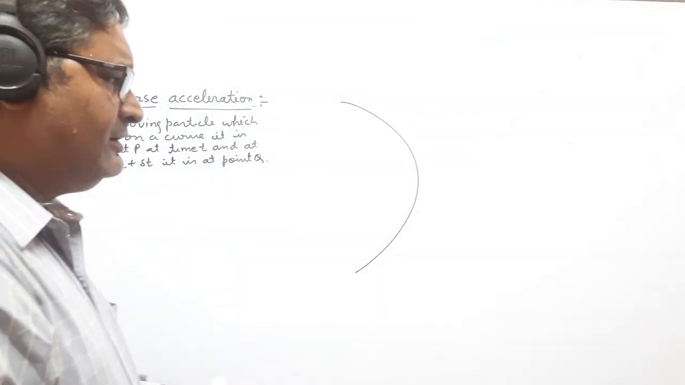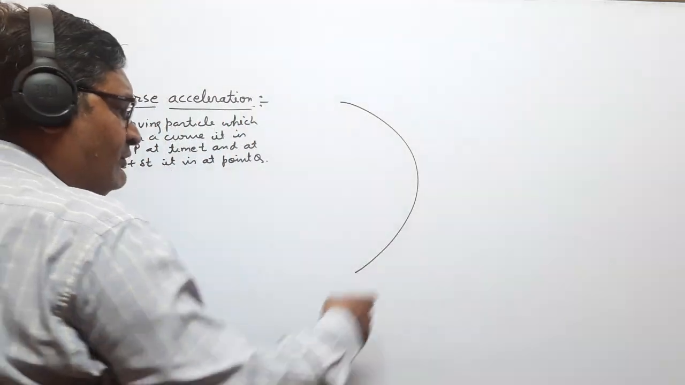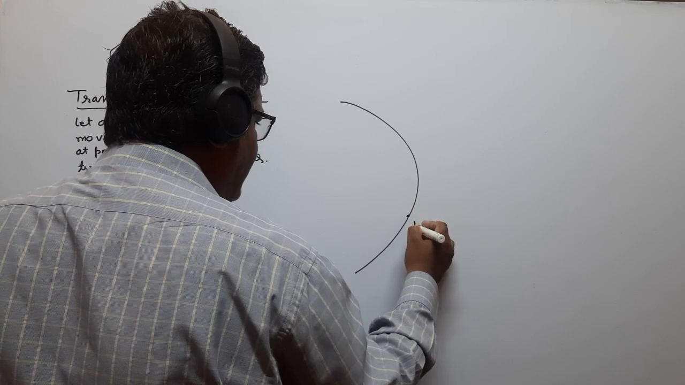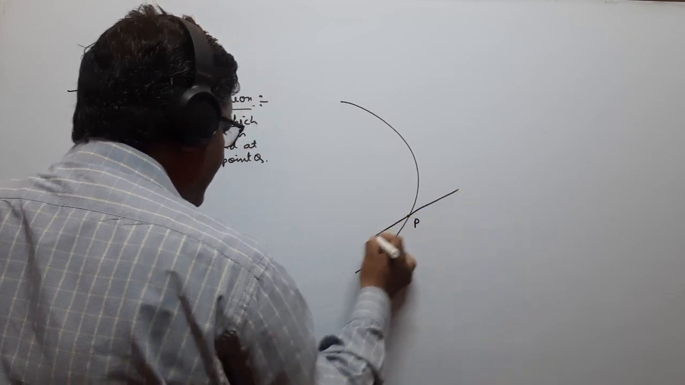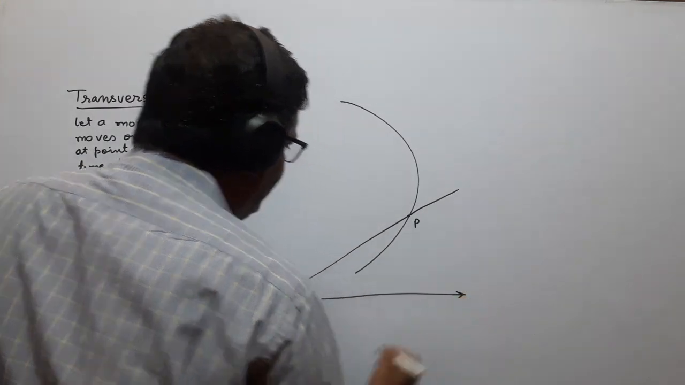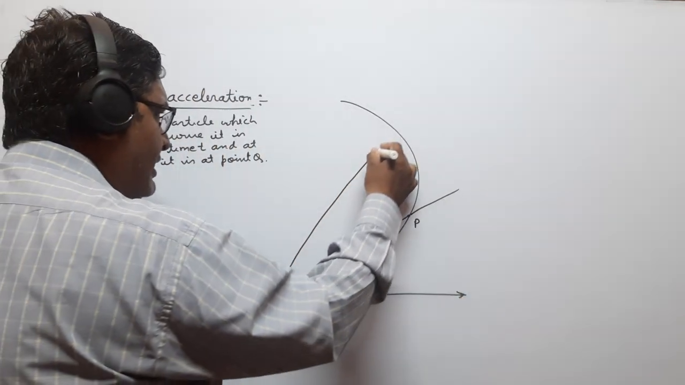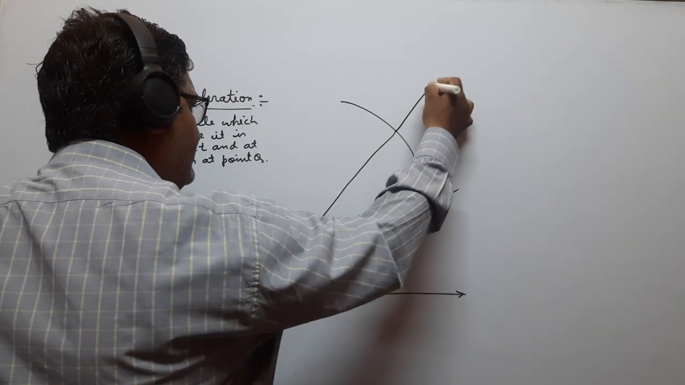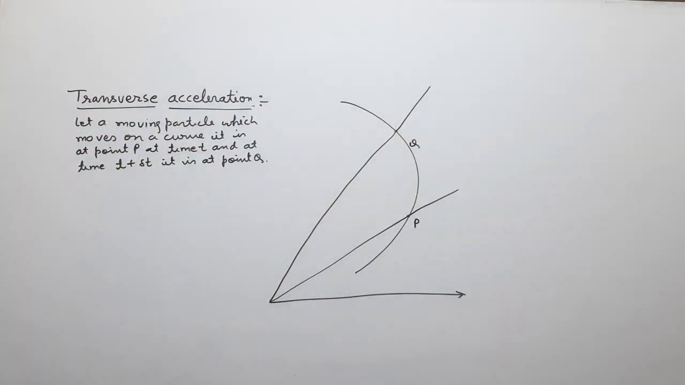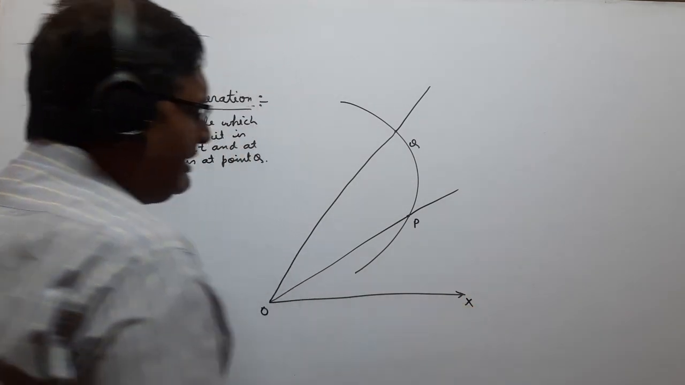Here we can see that there is a moving particle which moves on a curve. Suppose that the particle is at point P at time t. After del t time, the particle reaches point Q. Suppose this is the Q point here and this is the pole here. OX is the initial line.